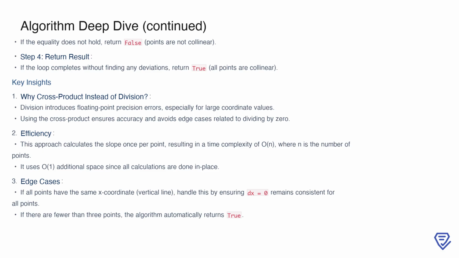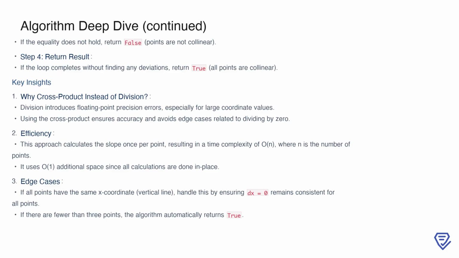When iterating over the remaining points, we calculate the cross-product for each point relative to the first point. This involves checking if the difference in y-coordinates multiplied by dx equals the difference in x-coordinates multiplied by dy. If this equality fails for any point, the points do not lie on the same straight line, and the function returns false immediately. If the loop completes without finding any deviation, we can confidently return true, indicating that all points are collinear.